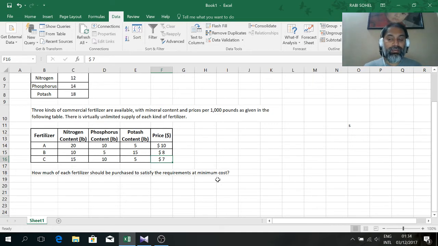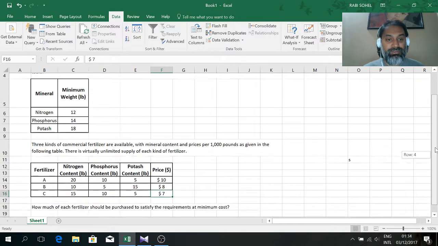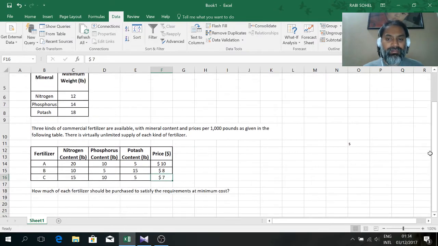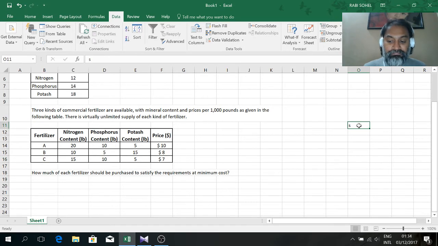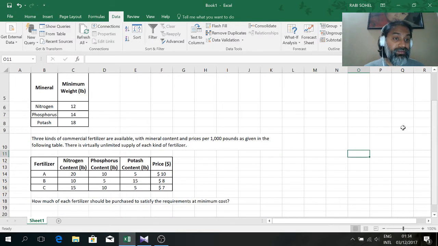Now, this is the thing. Students sometimes get confused about what the objective is and what the decision is that they have to make. They are usually fairly confident about what the constraints or limitations of the problem are. In this case, it's the minerals. That means whatever amount of fertilizer you get, whether it's A, B, or C, the combination of these fertilizers has to have at least this much nitrogen, this much phosphorus, and this much potash.